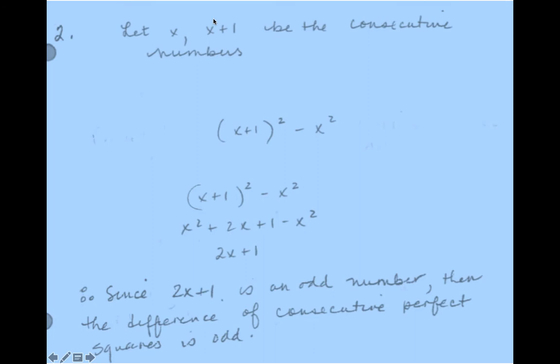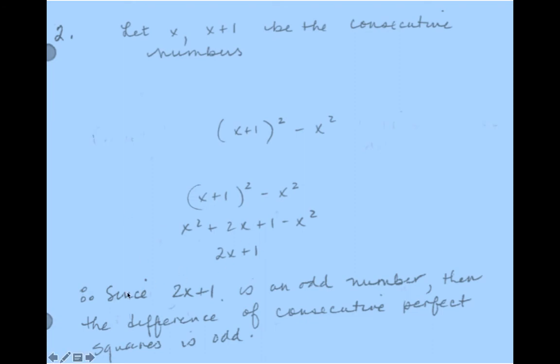So I'm going to do that. I know this one is bigger, so I'm going to put (x plus 1) squared first, minus x squared. And I'm just going to use my algebra. This squared is x squared plus 2x plus 1, minus x squared. The x squareds cancel, and all I have is 2x plus 1. Now, I already talked about it in the last question. 2x plus 1 is an odd number.